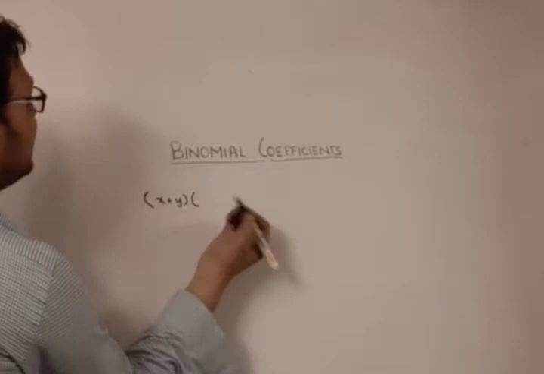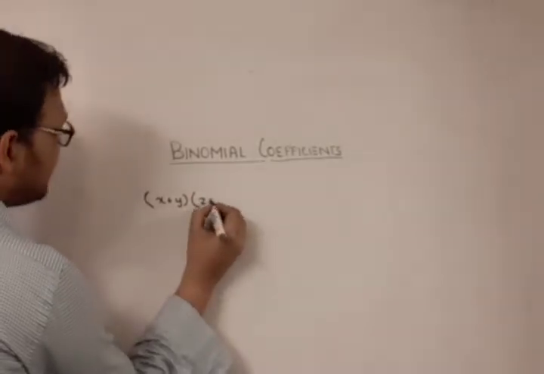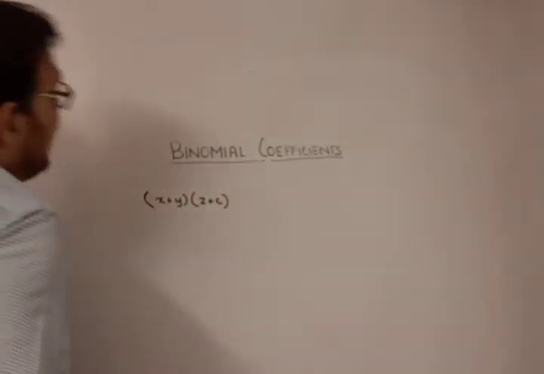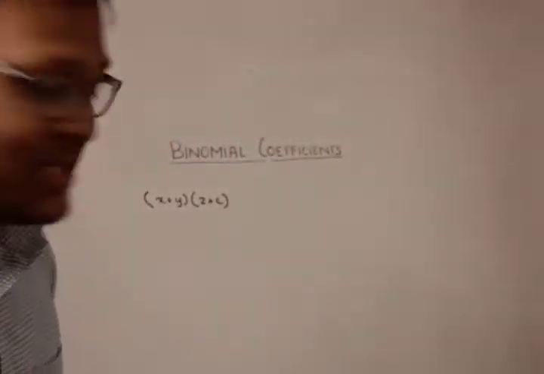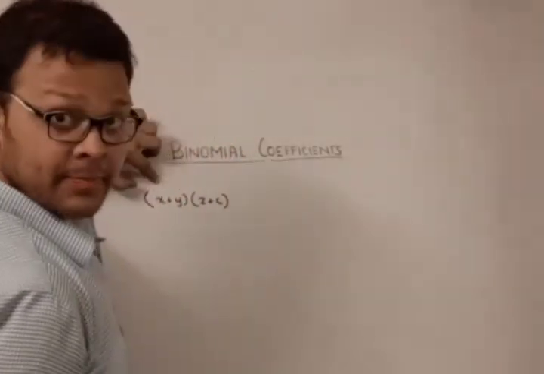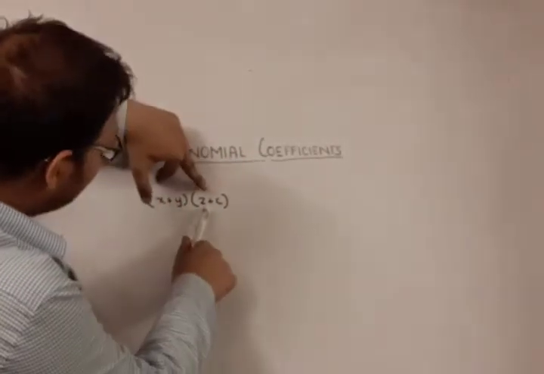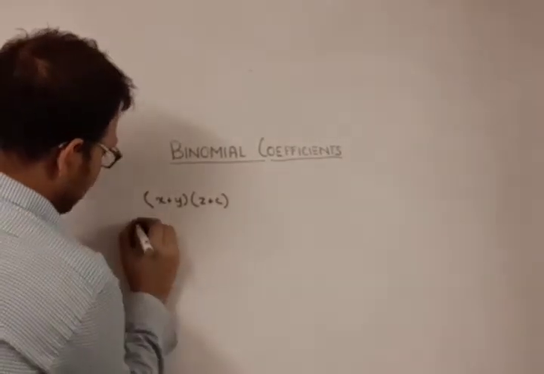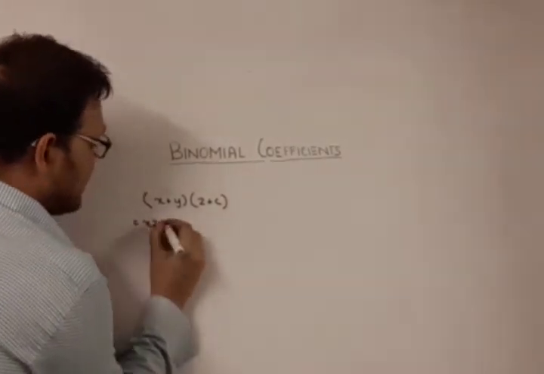And I multiply it by some binomial, say z plus c. So I multiply these two. So what is the shortcut way of multiplication that I usually teach? The thing is that from the first bracket you pick x, multiply it by the two terms of the last bracket. So what you get is xz plus xc.